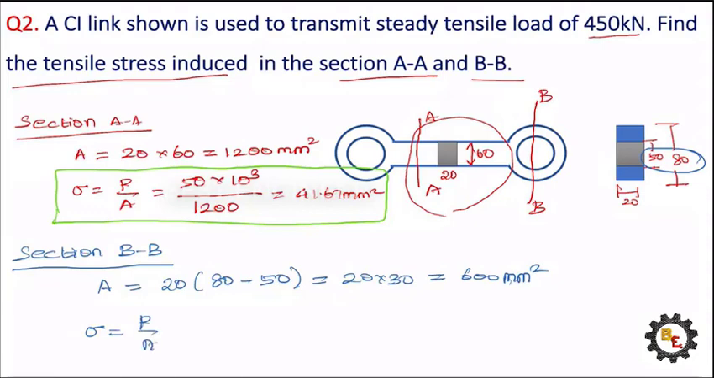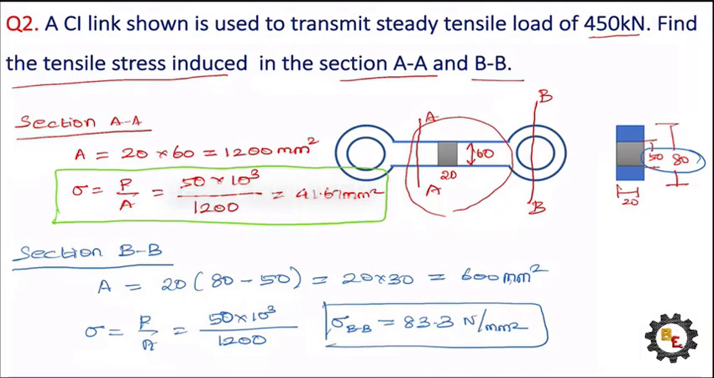Load is 50 kilonewton. 50 into 10 power 3 divided by 600. So we will get stress in section BB equal to 83.3 Newton per millimeter square. This stress is produced in section BB. This stress is produced in section AA.